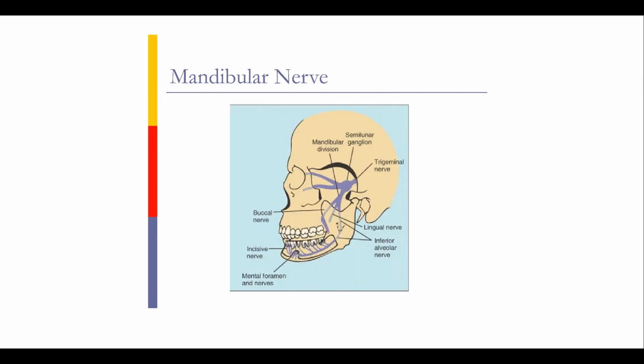Here's a picture of the same thing, and you've got a picture of this on page 127, figure 9.24 on the right hand side. The mandibular division off of the trigeminal nerve. We have 3 main divisions off of that: the buccal, the lingual, and the inferior alveolar nerve. And off of the inferior alveolar nerve, we've got 2 main branches, the incisive and the mental, foramen and nerves, mental nerve.